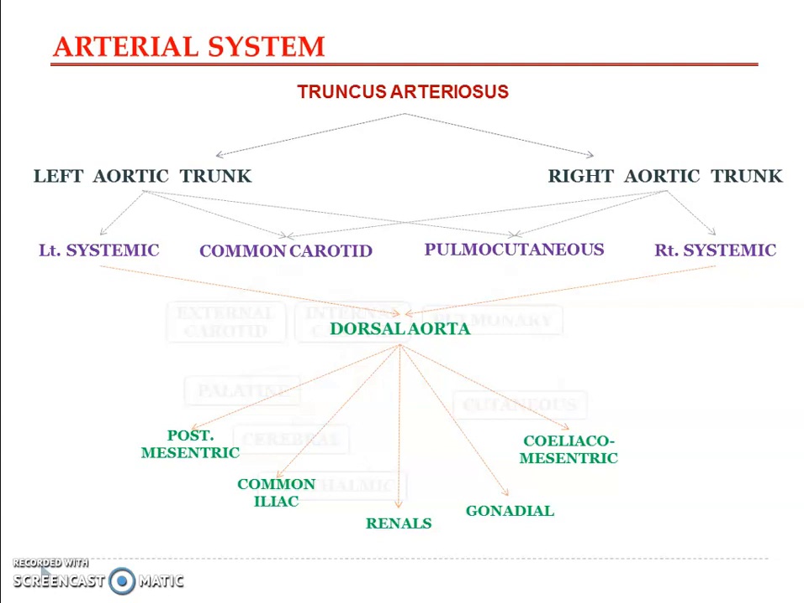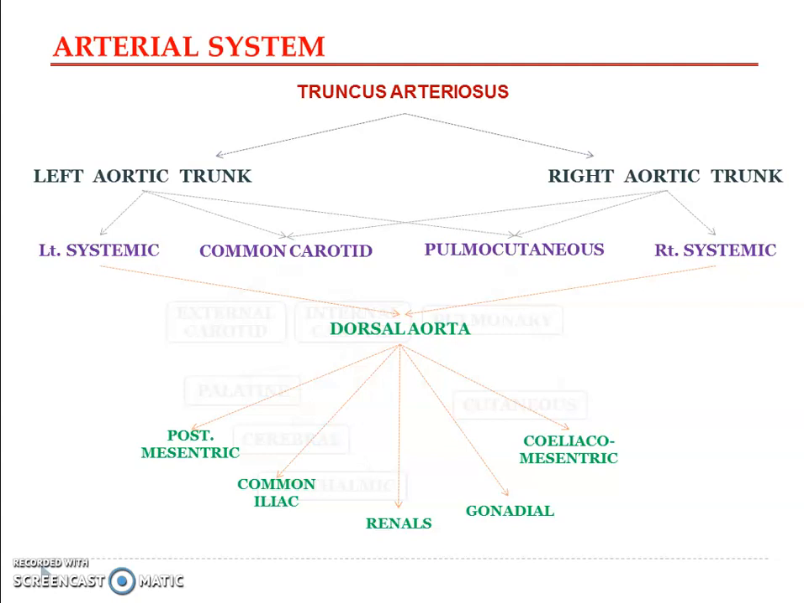Then we have the common iliac, venous, and gonadial. The celiaco-mesenteric and the posterior mesenteric supply various parts of the alimentary canal. Common iliac is again supplying the hind limbs. Renals, as the name suggests, supply the kidneys. Gonadial supplies the gonads, the spermatic or the ovarian.